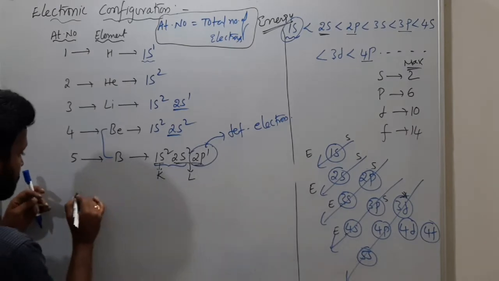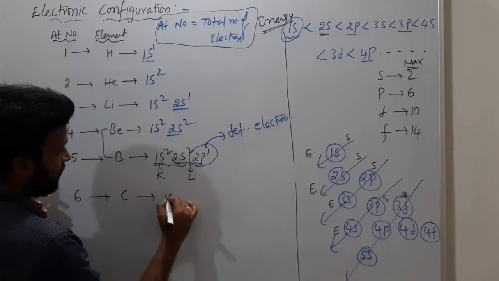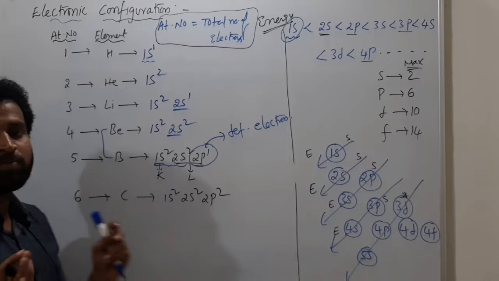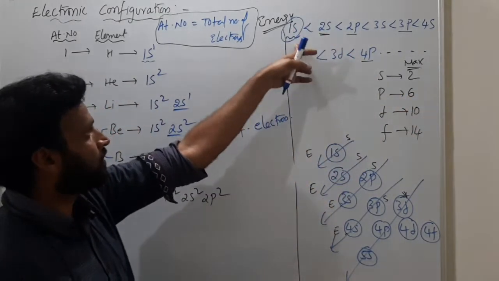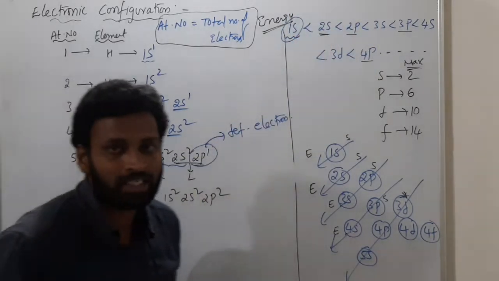Next is the sixth one. What is the sixth one? Carbon. So 1s2, 2s2 and 2p2. In 2p you can fill up to 6, because p can have a maximum of 6 electrons, no? So 2 electrons here, 2 here, 2 here, 6 electrons over. P can have a maximum of 6 electrons.